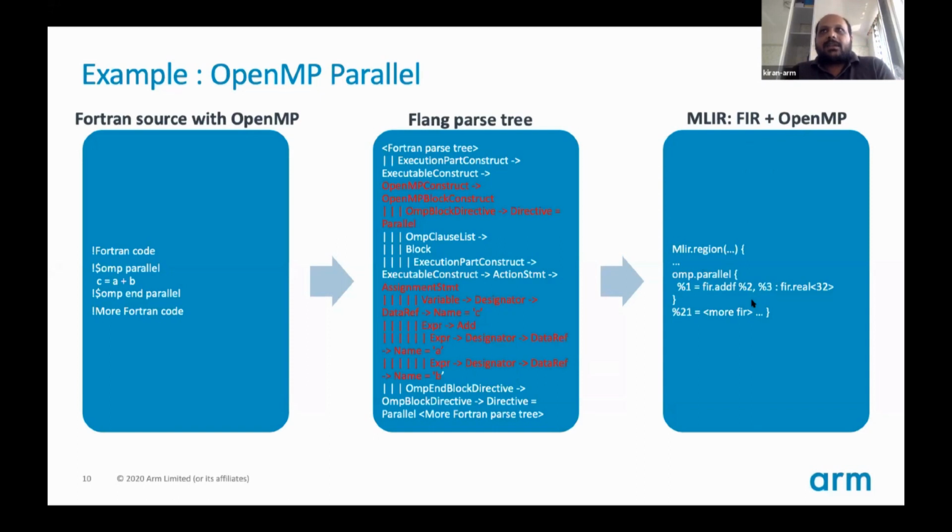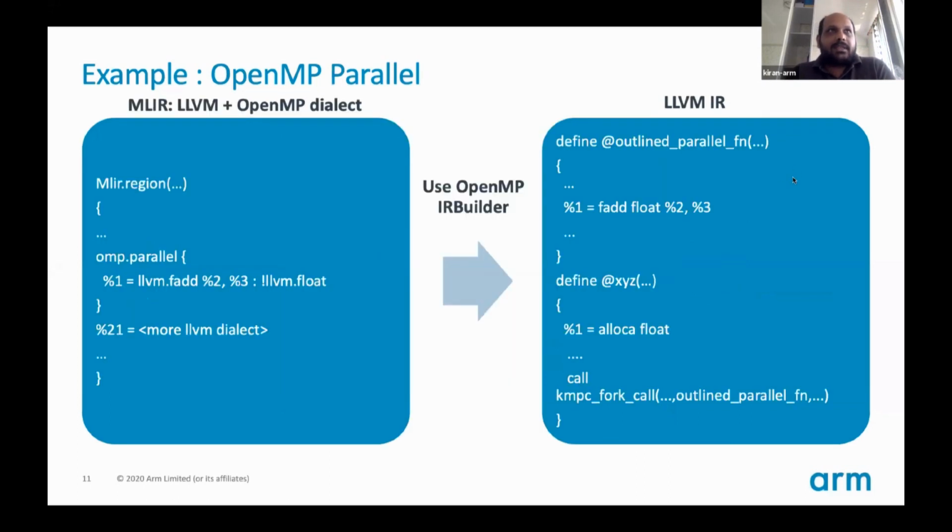And then the next step is to convert this mix of Fortran IR and OpenMP into the LLVM dialect and the OpenMP dialect. So that's what we have in this slide on the left-hand side. There is a parallel operation, and inside that there is an LLVM dialect operation called fadd. And finally, we convert this using the OpenMP IR builder into the LLVM IR, which we have seen before. There is this fork call, which calls an outlined function. And inside that outlined function, there is an LLVM instruction called fadd, which adds these two numbers.